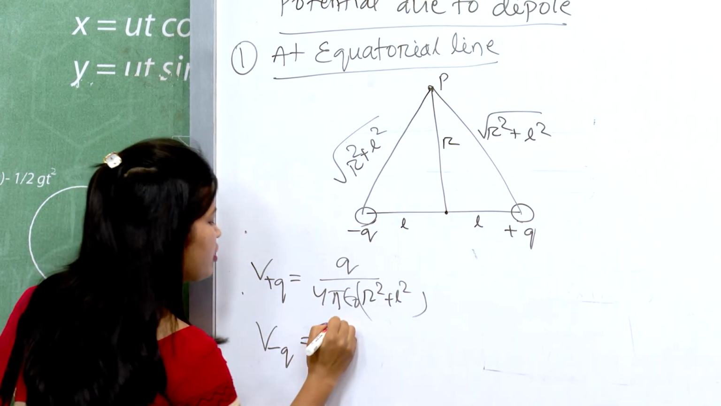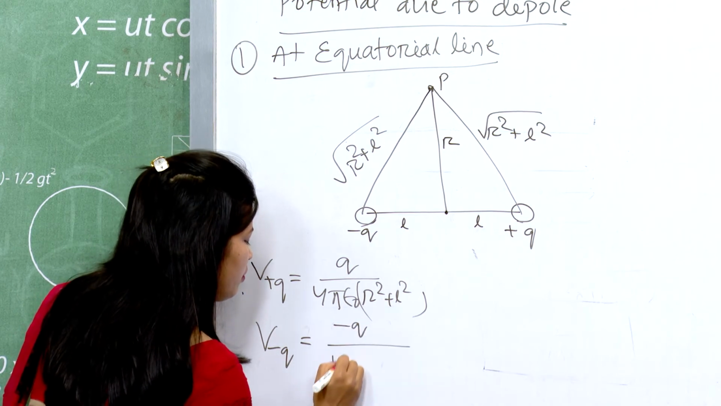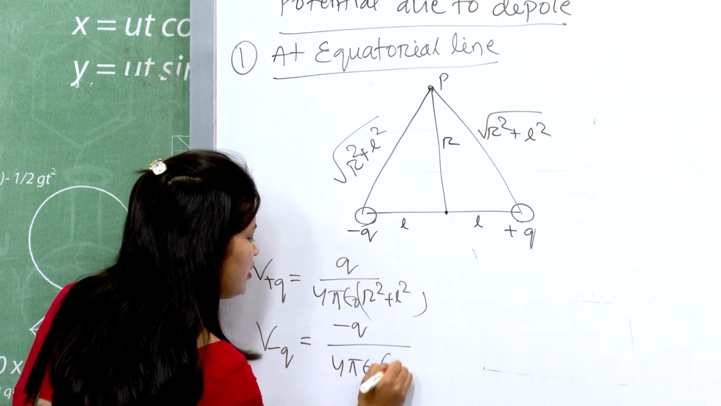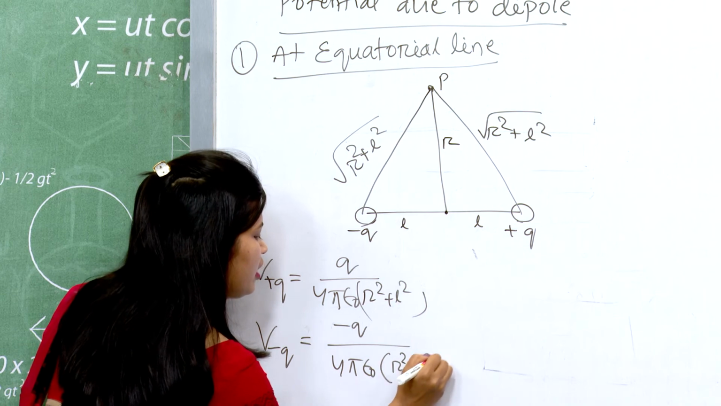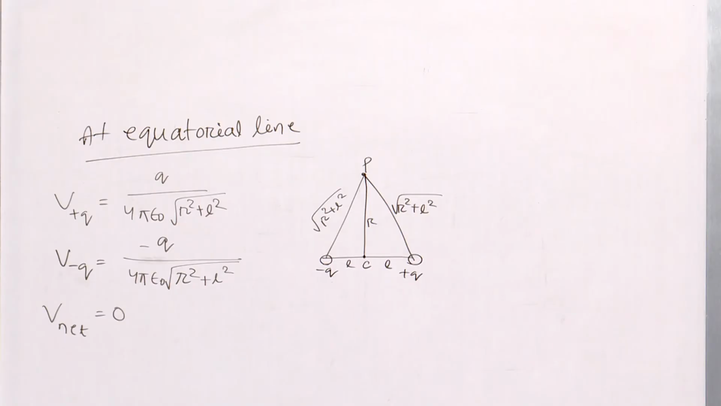Potential due to minus Q is minus Q upon 4 pi epsilon naught root of R square plus L square. So, what is the net potential? Net potential is 0. So, at the equatorial position, the potential is 0 for a dipole. Next, we will discuss the potential at any point.